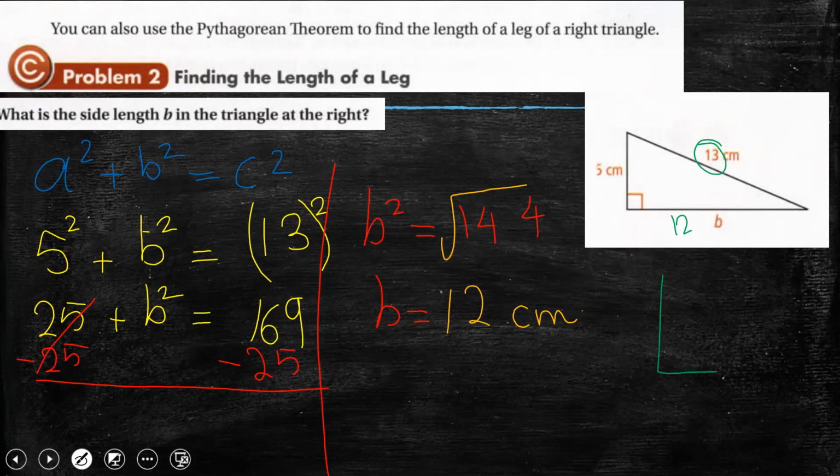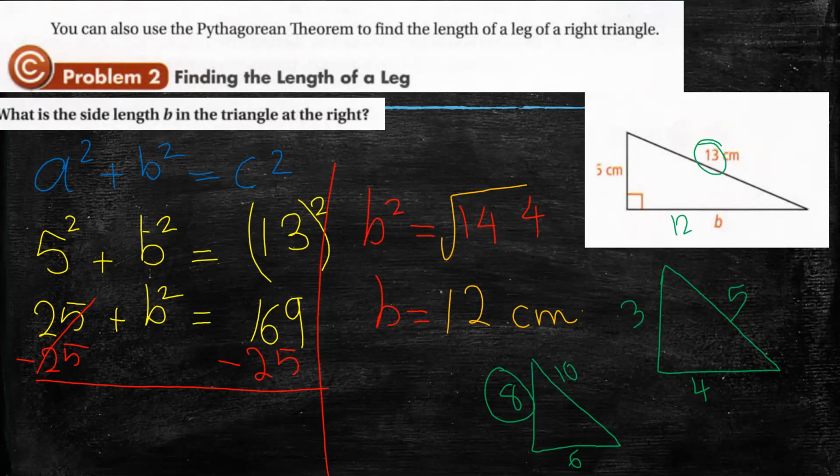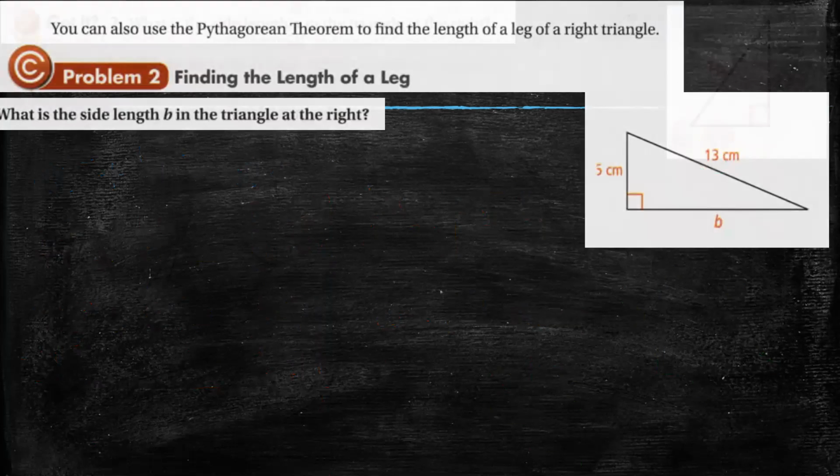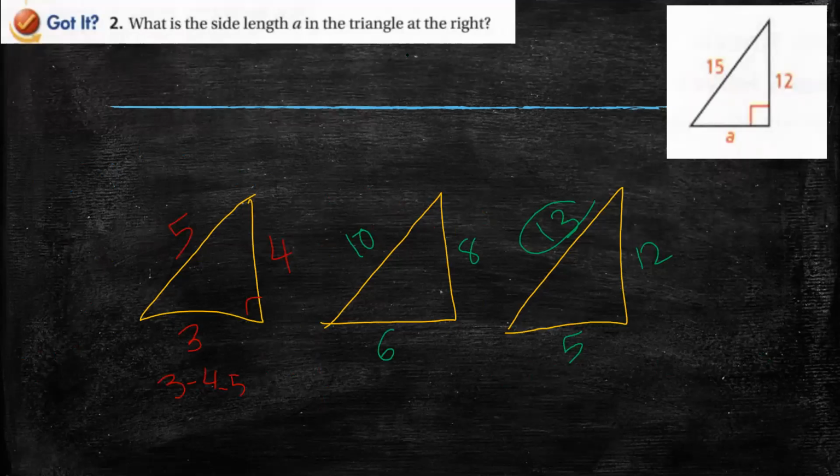If I told you as an example, if you have a 3 and a 4, you tell me the hypotenuse is 5. If you have it as 10 and 6, I told you 6, 8, 10, so the length of the other leg will be 8. How do you know this one? By the Pythagorean theorem. This is just extra information. Now let's come back to our lesson here.